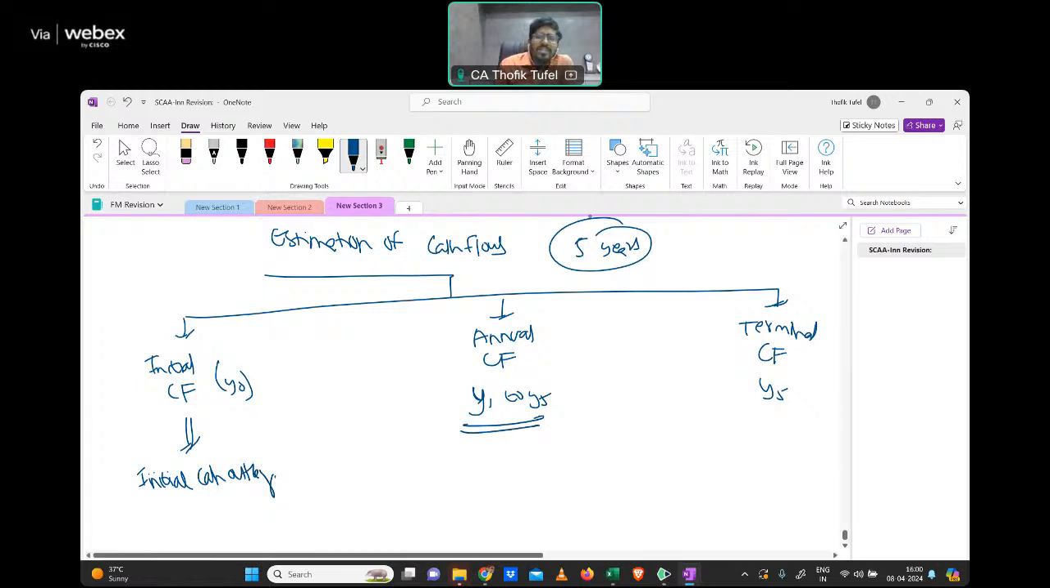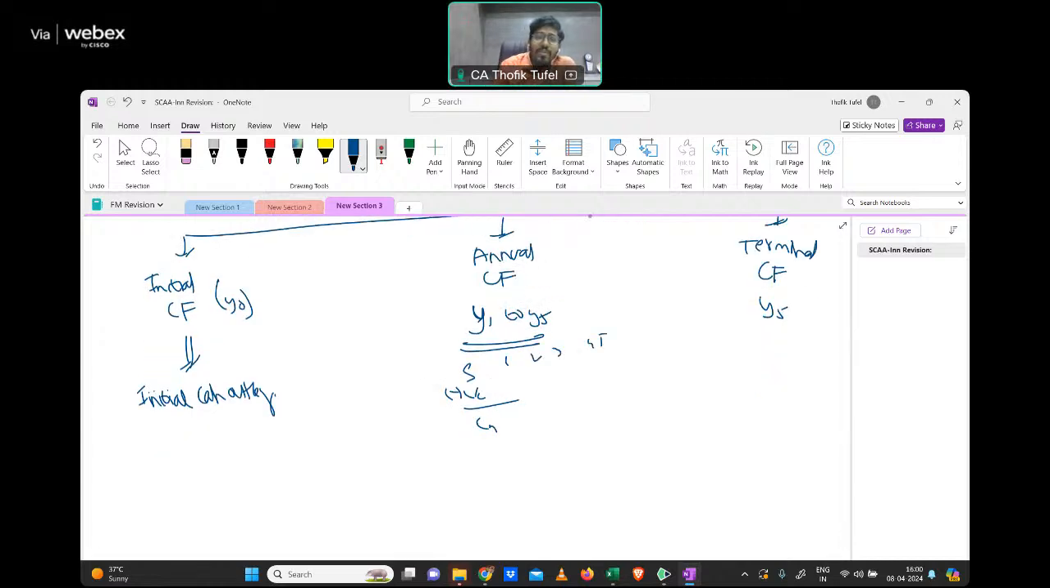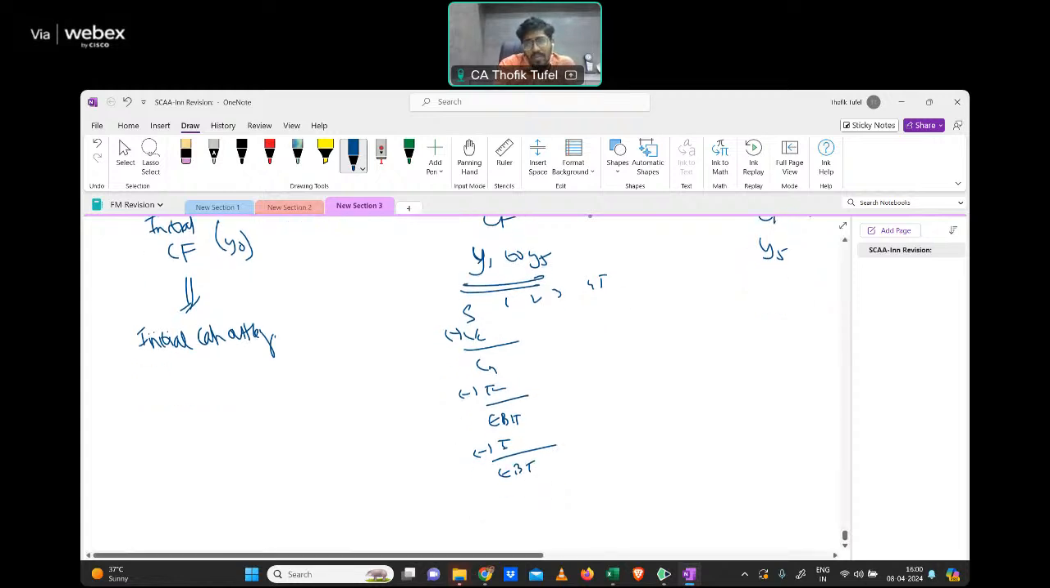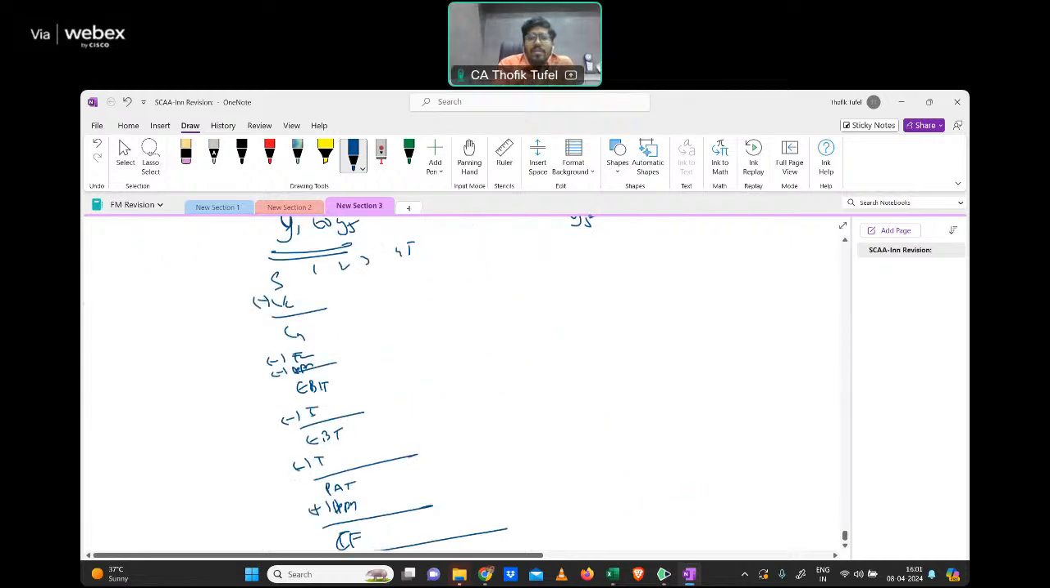For annual cash flows, what should I do? First you will get sales, then minus variable cost gives contribution, year on year for 1, 2, 3, 4, 5. Then minus fixed cost, and depreciation is also one more fixed cost. You get EBIT, then minus interest gives earnings before taxes, minus taxes, and you get PAT. Now PAT plus depreciation gives cash flows, for all 5 years.